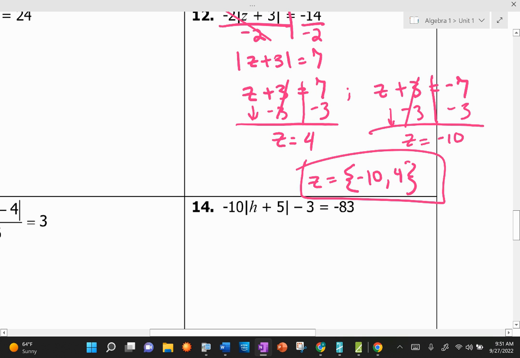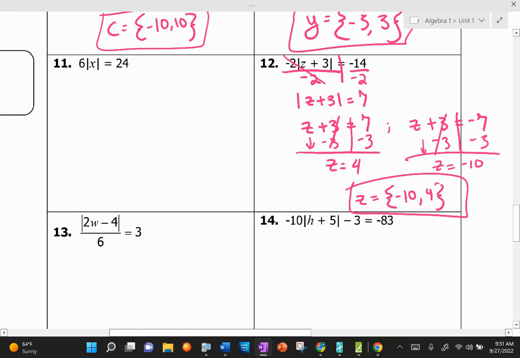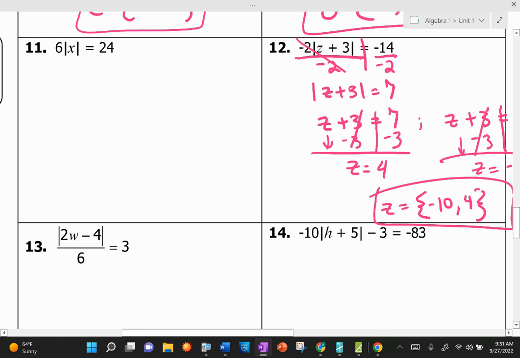Okay, I'm not going to work this whole problem. I just want to make sure we start it the right way. If you go back and look at number 11, it's a more simplistic one. Again, it's just being multiplied. So you would start it by dividing both sides by 6 to give you the absolute value of x equals 4, and then you could go from there. But I'm not going to finish that one out. You don't need to either.